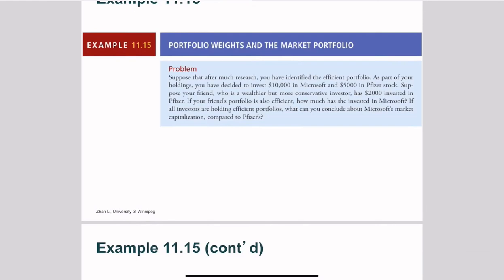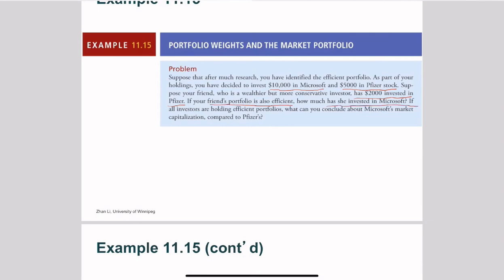Suppose you have identified the efficient portfolio, and as part of your holdings, you decide to invest 10,000 in Microsoft, 5,000 in Pfizer. Suppose your friend, who is wealthier, more conservative, which is not important here, has 2,000 invested in Pfizer. Now let's assume your friend is also rational and smart, so her portfolio is efficient. Now the question is, how much has she invested in Microsoft?